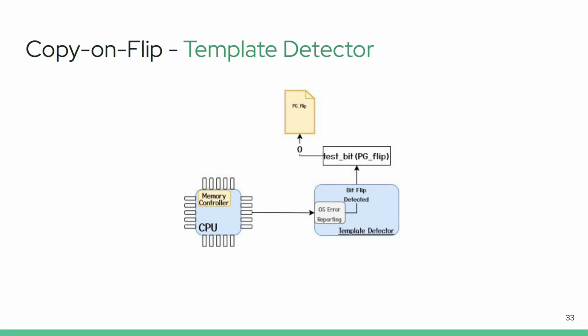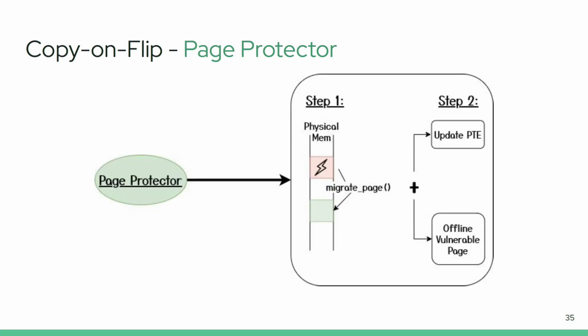And on the first bit flip, what we do is we set that page flag within the page, and we set that in order to monitor that page for further bit flips. And on the second bit flip, instead, we mark that page with the hardware poison flag. So that means we're going to eventually offline it in order to avoid memory reuse schemes. And the template detector then invokes the second component, which is the page protector. And again, it's a pretty simple design.